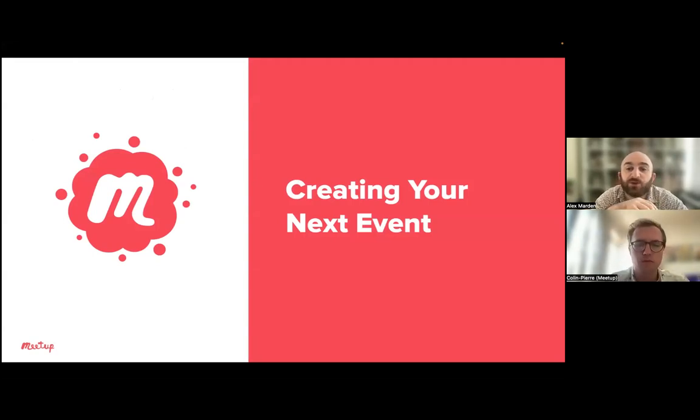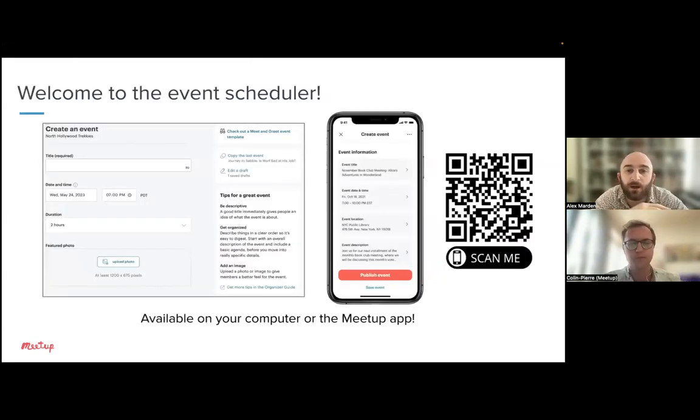Great. Okay, so we've made some decisions about what kind of event we want to host. Let's talk about actually creating the event itself. This is probably the single most important feature in all of Meetup. It's the event scheduler. That's why you've created your group, and this is how you're going to actually make the connections with people. It's by creating and hosting your events.